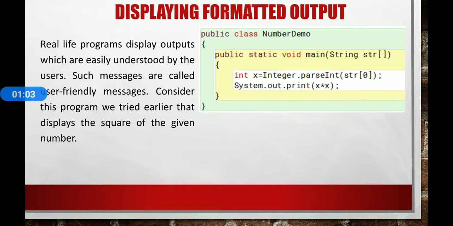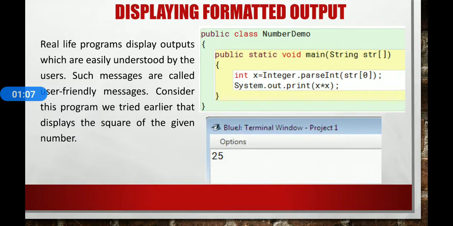When it displays the output, it just shows 25. If we have passed 5 in main, it is not clear what this 25 is. Is it a square or something else? So let's see its comparatively user-friendly version.